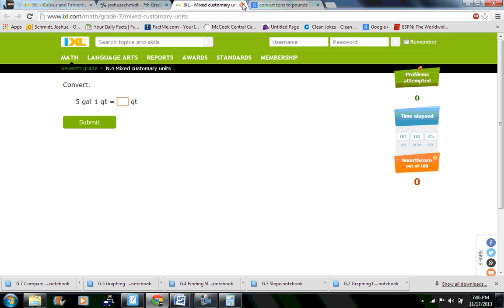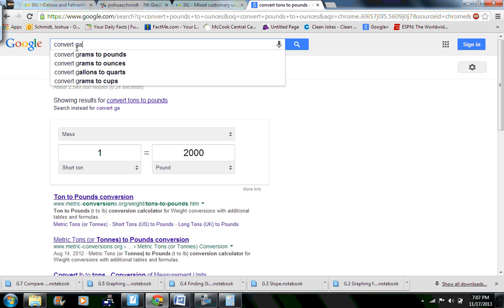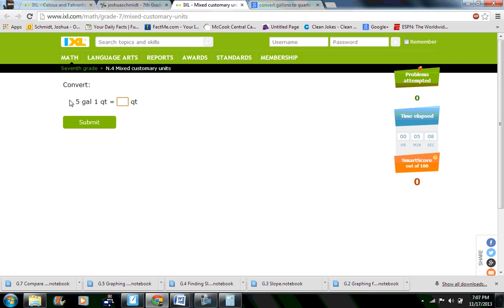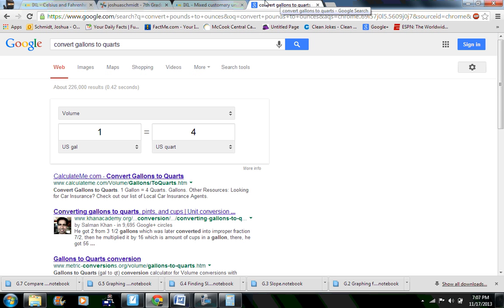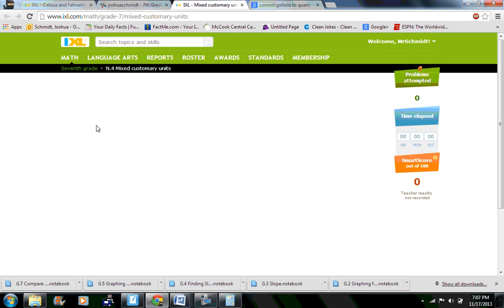Now, if we mix customary measurements, this is actually easier because we know that gallons and quarts are going to convert easy. So the same thing as what I did before. I'm going to convert 5 gallons to quarts, and then I'm just going to add 1 quart to my answer. So I'm going to convert gallons to quarts. So 1 gallon is equal to 4 quarts. Therefore, 5 gallons is equal to 20 quarts. I add in my 1 here, and I get 21 quarts. That was right, it just didn't show me there.